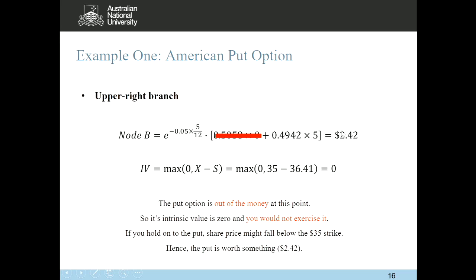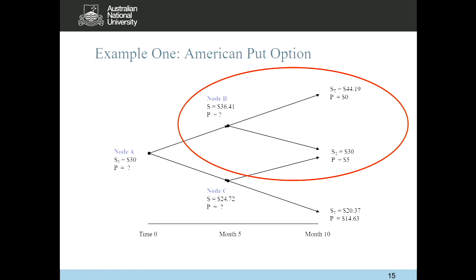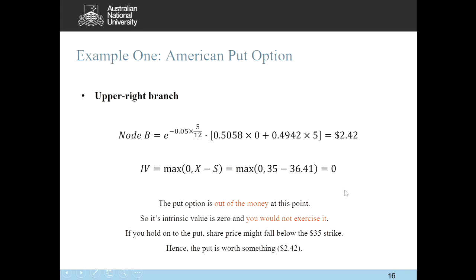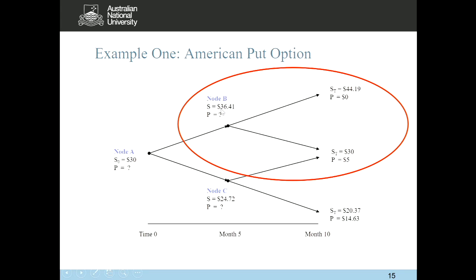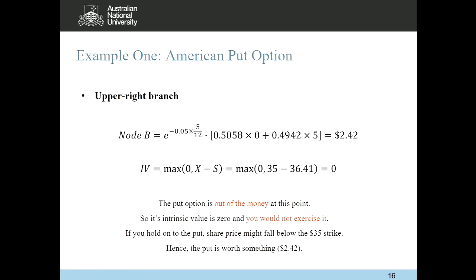And before we write down this $2.42 in node B, one thing we should do is to check whether or not we should exercise this put early, right? Whether we should just exercise this put at node B instead of holding on to the put. How can we check for that? Now we know the share price in node B is 36.41, and that's higher than the strike price of 35. If it's higher than 35, that means exercising the put will lead to a loss, right? So we simply don't exercise the put early.